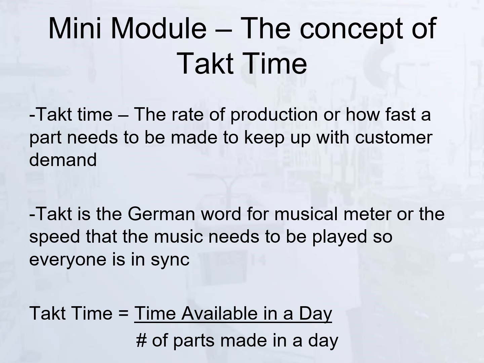So in this mini module, we're going to talk about the concept of takt time. Takt time is the rate of production, or how fast a part needs to be made in order to be able to keep up with customer demand. Takt is the German word for musical meter, or the speed that the music needs to be played so that everyone is in sync. The actual definition of takt time is the time available in a day divided by the number of parts made in a day.